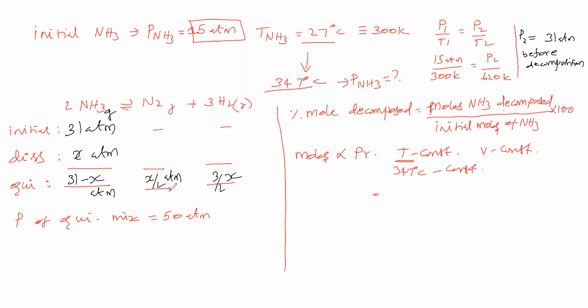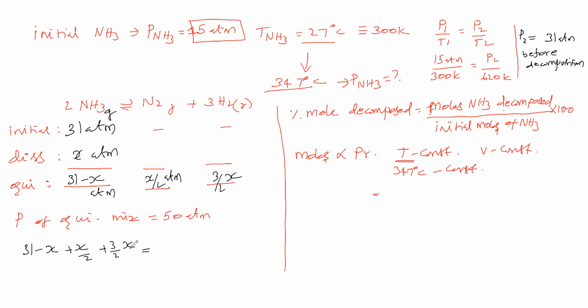Now we will see the total pressure. We will see this 31 minus X plus X by 2 plus 3 by 2 X. 3 by 2 X we have taken. So how much will we get? It is 31 minus X, it is X by 2, and this we are saying 3 by 2 X. Therefore, what is the total pressure we will get?